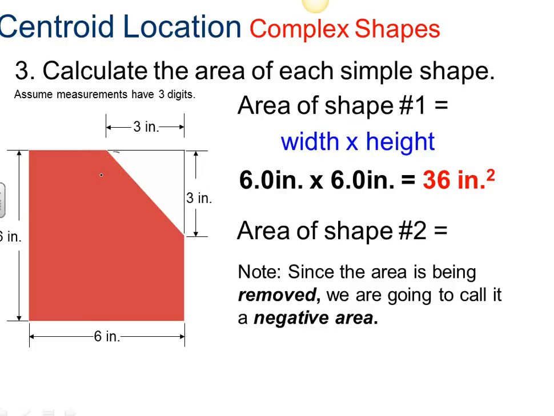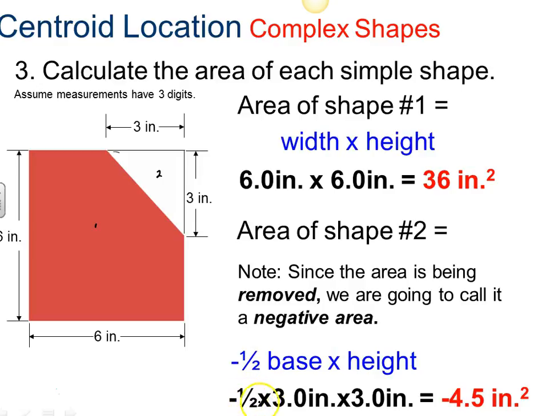The area of shape number 2, note that since the area is being removed, we're going to call it a negative area. This is shape number 2. Number 1 is the whole shape. Number 2 is the shape that's being removed. So that's the negative of 1/2 base times height, because we're removing it. So that's the negative of 1/2 times 3 times 3, which is 4.5, and it is negative square inches.